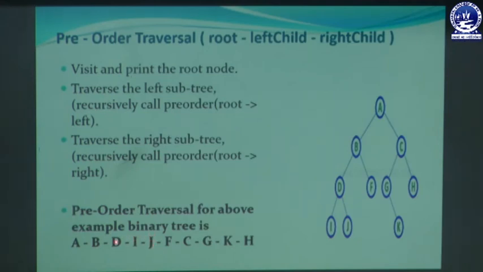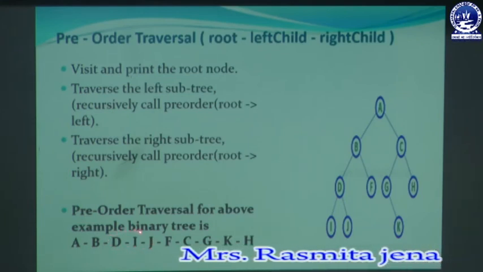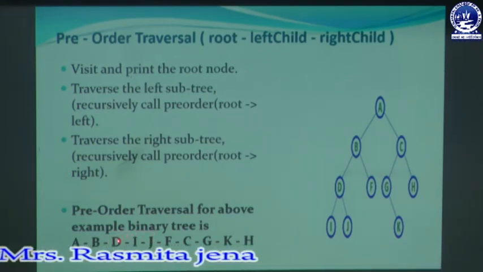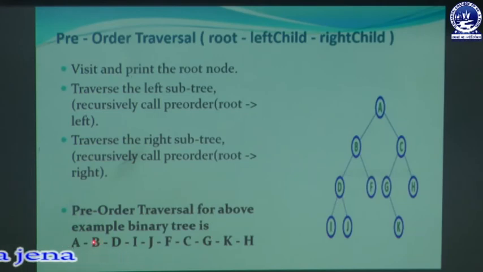After visiting I and J, we have visited all the nodes of the left subtree of the node B. Then we will go for the right subtree of the node B, and in the right subtree there is only one node, that is F. Then F is visited, and when we visit F, you can see all the nodes present in the left subtree of the root node A are visited. After visiting all of them, we will go for the right subtree of the node A.